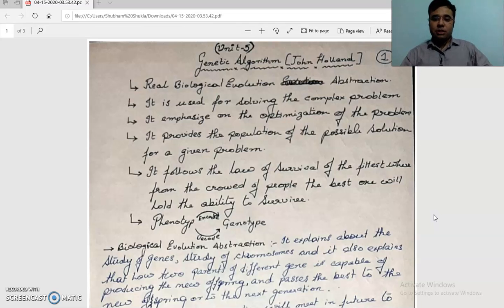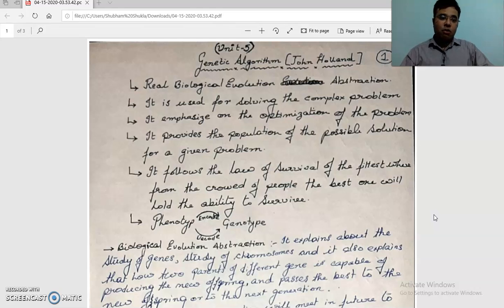The second point is that it is used for solving complex problems related to optimization. Suppose we have a huge set of population, and in order to optimize that population we need to take help of genetic algorithms. The third point is that it emphasizes the optimization of the problem.